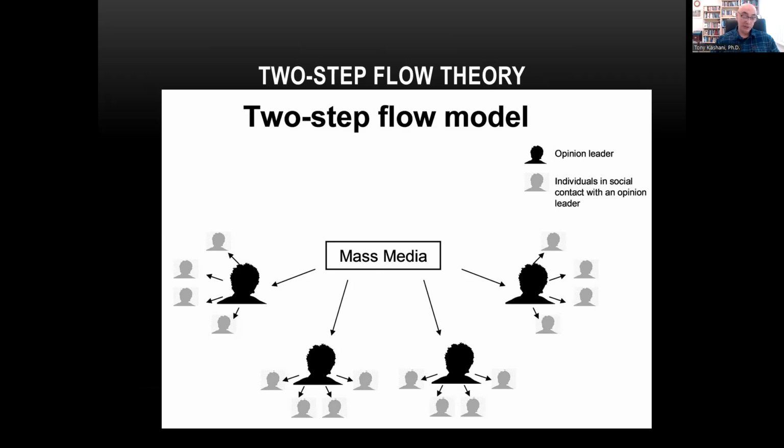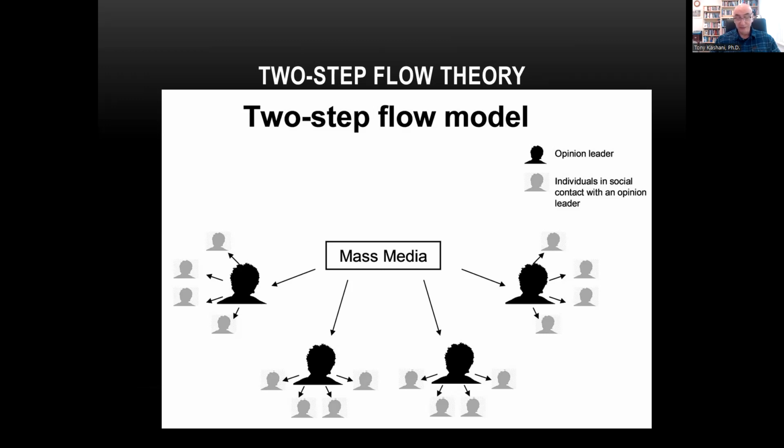Health communication, I want to talk about. The theory is very relevant in health communication, where healthcare professionals or community leaders can serve as opinion leaders influencing health-related behaviors in their communities. So what are some of the critiques of this theory?